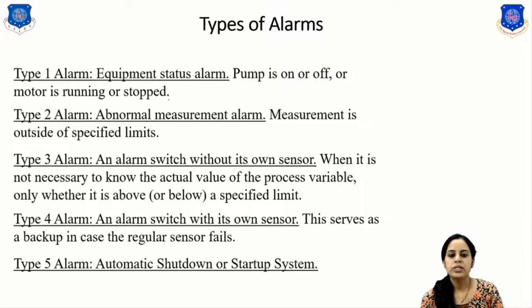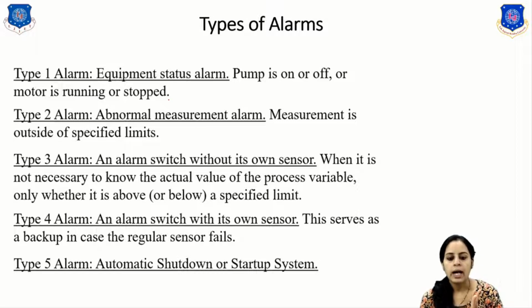Now the next one is the alarm. Here you can see the various types of alarm. Type 1 alarm is called the equipment status alarm, for example a pump is on or off, or a motor is running or stopped. Then type 2 alarm is the abnormal measurement alarm, where the measurement is outside of the specified limit.